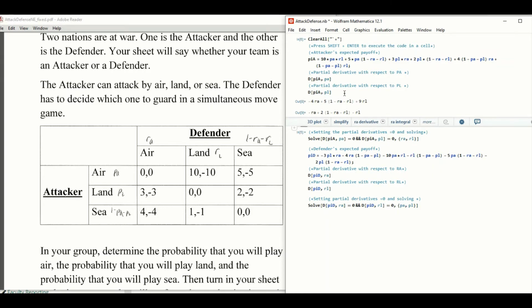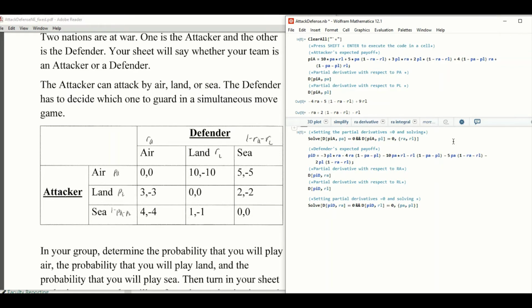So those partial derivatives have to be set equal to 0. So I use Solve to do that. I'm saying solve partial derivative equals 0, and the other partial derivative also equals 0. There are a couple of quirks here in Mathematica's language. Overall, I think Mathematica is really intuitive, but there are some weird things.